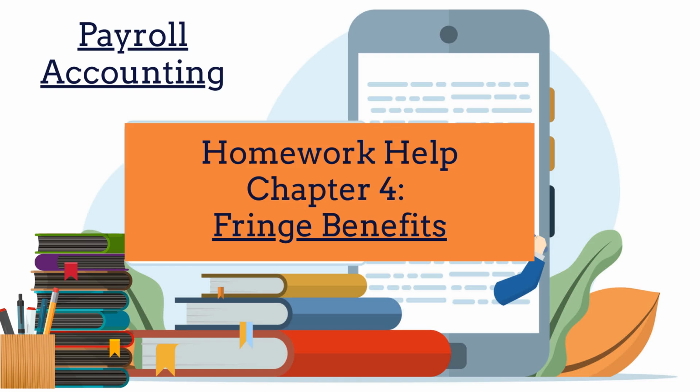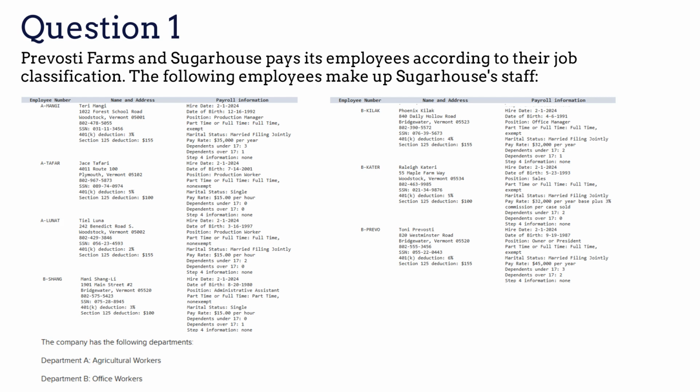In this video, I'll help you get started on the Chapter 4 Payroll Accounting homework, which tests you on the concepts of completing the fringe benefits in the employee earnings records for the employees of Prevosti Farms and Sugarhouse. In this homework, we are again working with Prevosti Farms and Sugarhouse payroll and the company's employees who were hired on February 1st. For each employee, you can see the employee number, name and address, and payroll information.